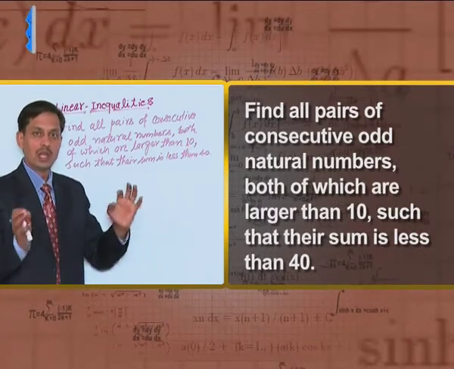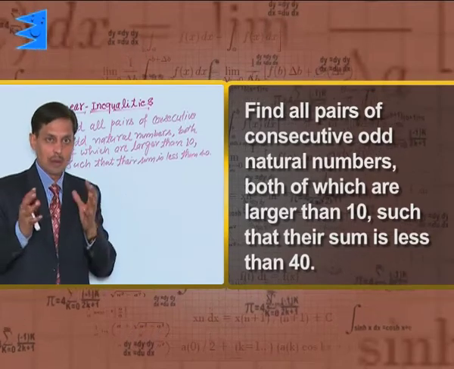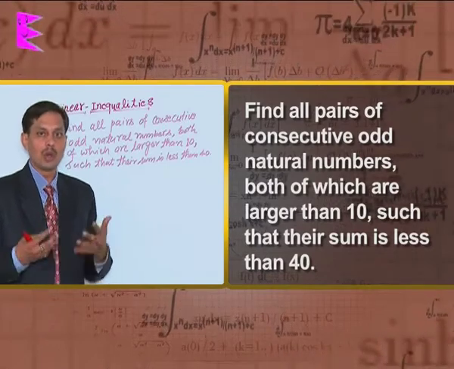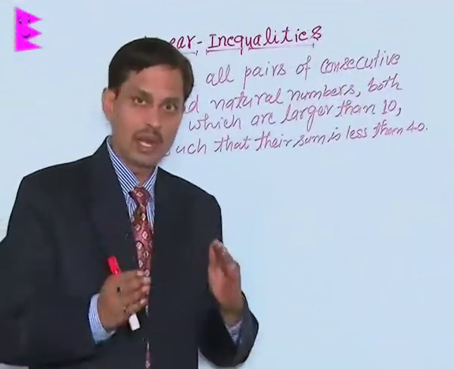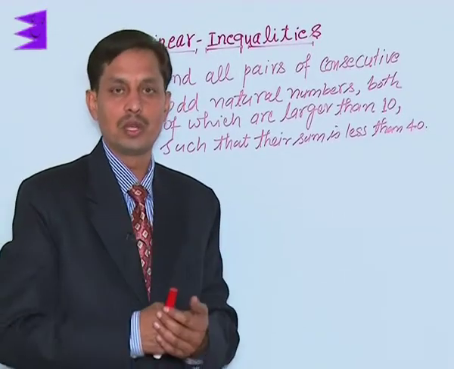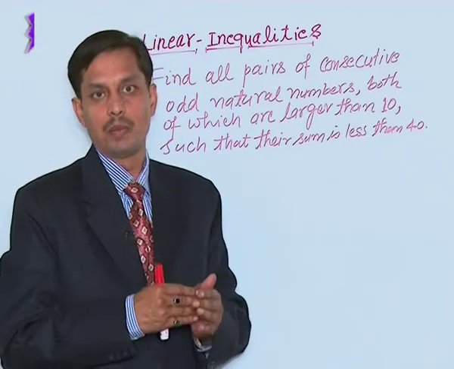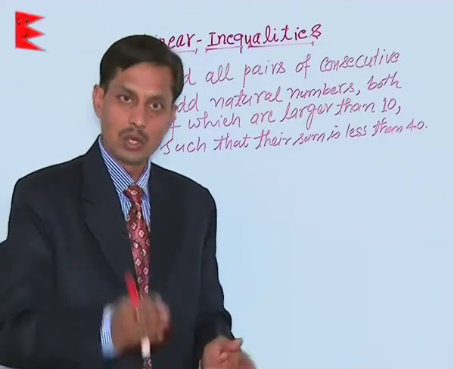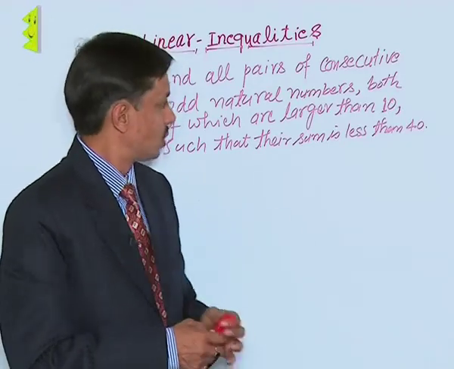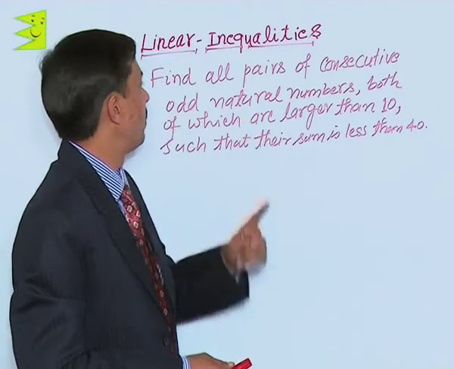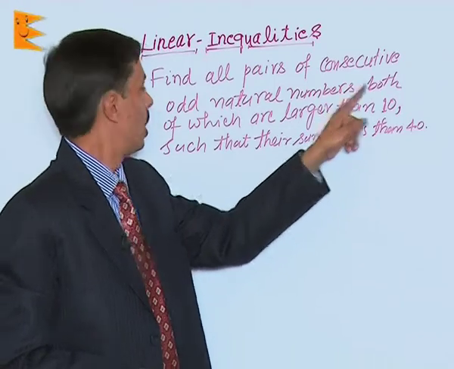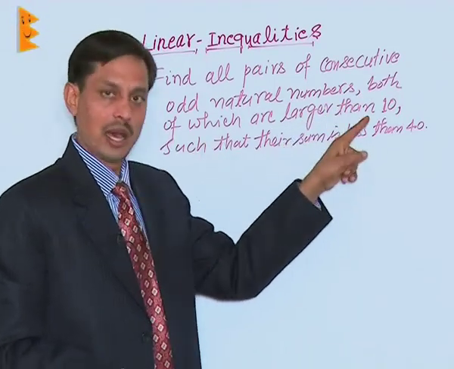10. We need to calculate a pair, or more pairs, of consecutive odd natural numbers. Even and odd numbers are always at a difference of 2 units. Suppose the first odd number is 7, then its consecutive next will be 9 and the previous to it will be 5. So we have to find all pairs of consecutive odd natural numbers, both of which are larger than 10.